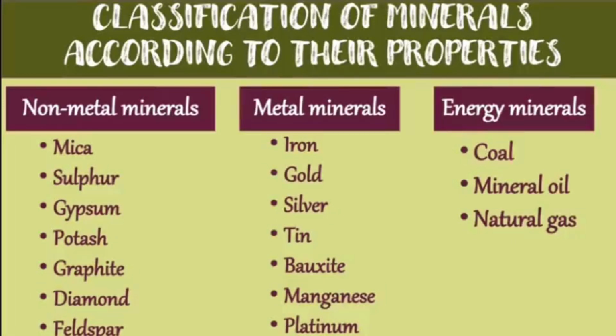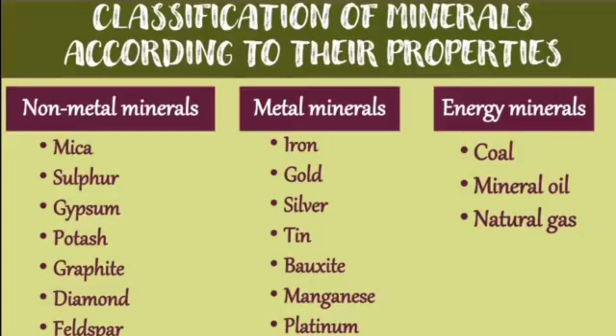See here, I have brought you one chart, that is classification of minerals according to their properties. Just go through it once. Here the minerals are classified into three categories, that is non-metal minerals, metal minerals and energy minerals. Under non-metal minerals, what we have? We have mica, sulfur, gypsum, potash, graphite, diamond and feldspar. So these all are non-metal minerals.